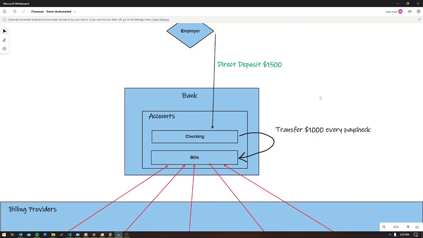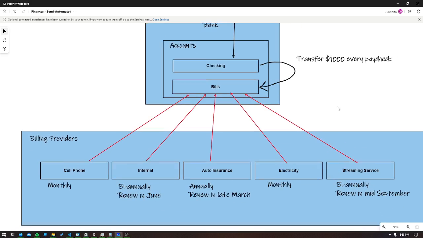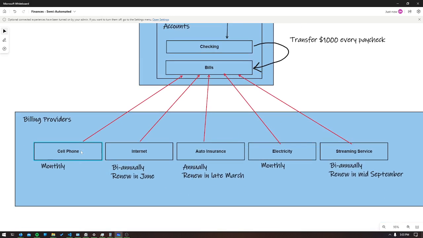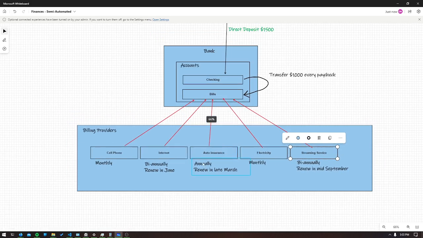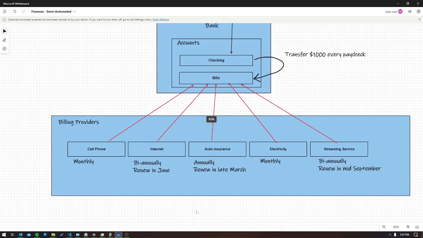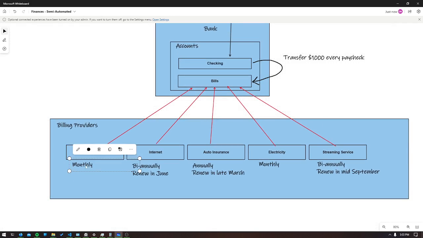You set that up. Now you go into all of your billing providers. So for example, your cell phone service, internet, auto insurance, electricity, streaming, etc. So you have any number of billing providers here. And then you set up automatic payments with each of these. So for example, every month you have your cell phone bill automatically taken out of your billing account here.